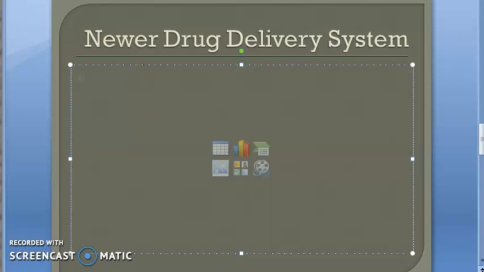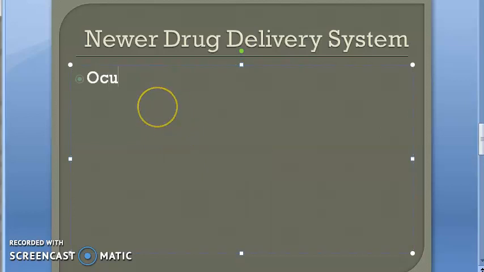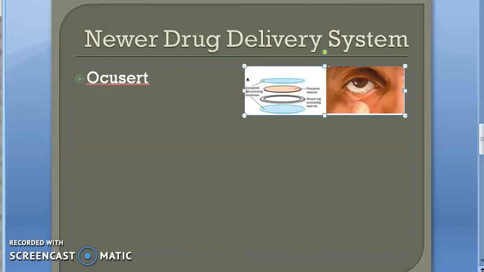Okay. So, examples you should know: Ocusert for the eye, like the pilocarpine Ocusert. This is how it looks, guys. Then Progestasert, you should have heard of that. It's an intrauterine contraceptive device, and it will produce controlled release of progesterone, right?